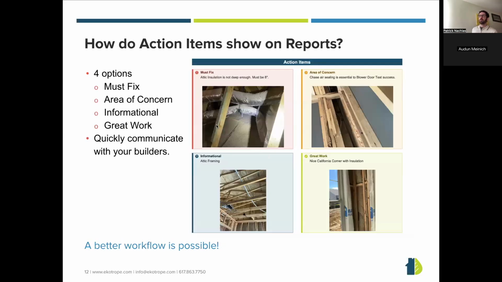How do these show up in reports? Right now we have four options. I just created this screenshot of an output report from OnSite. You can call out must fix, areas of concern, great work, and just informational photos. However you want, this is going to be builder facing, potentially code official facing. So it's going to bring the ability to put these in your output reports.